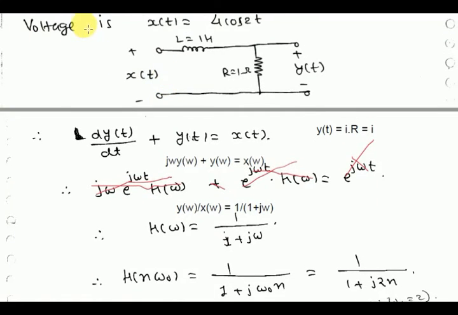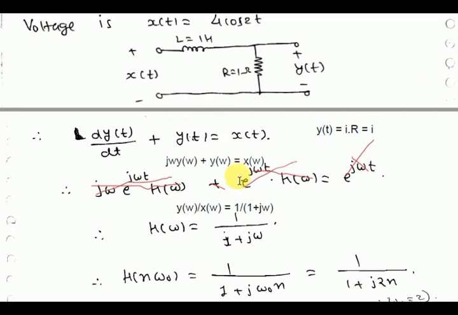So how do you find the transfer function h of omega? Here y of t is nothing but, suppose current I is flowing here, I into R, and R is 1, so y of t equals I. So instead of I we can write y of t. Now apply KVL, and you get minus x of t plus L di by dt plus Ri. Instead of I write y of t and put the L and R values. Now apply the Fourier transform, and you get j omega Y of omega plus Y of omega equal to X of omega.